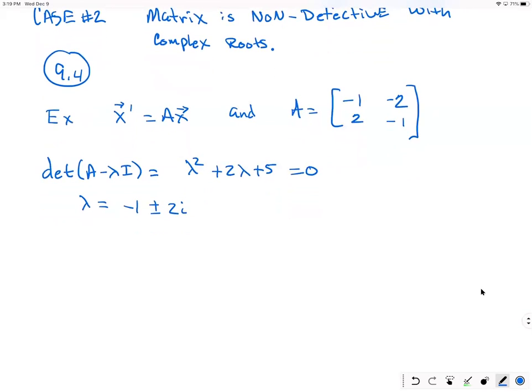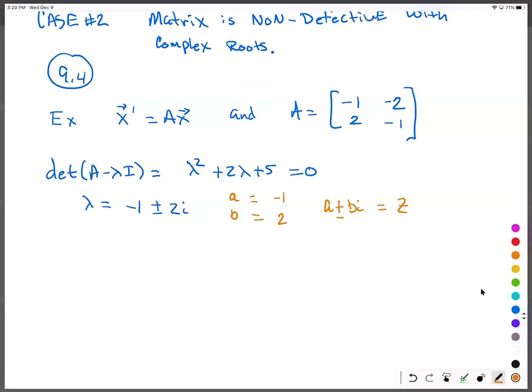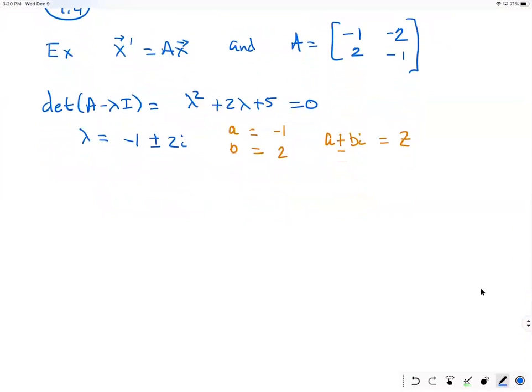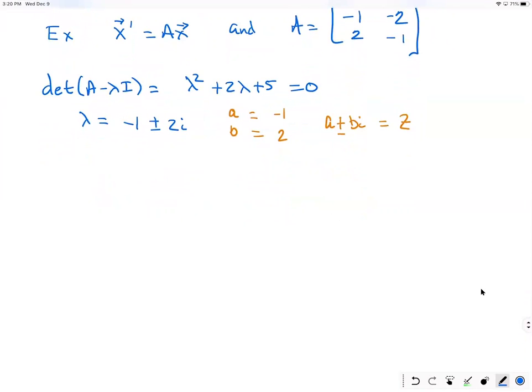So this is this complex root. And if we talk about this with our a and b, our a equals -1 and our b equals 2. So this is a plus bi form. This is a plus or minus bi. And there's some theory that's going to go on here, but I'm going to skip over it, and I'll let you read about it. I just want you to see the form.